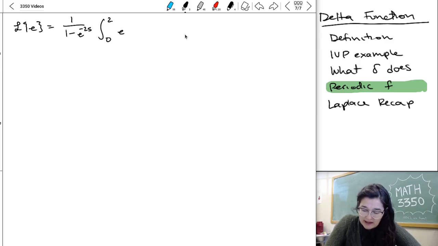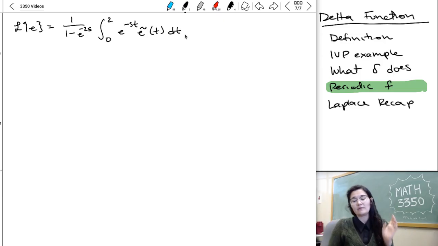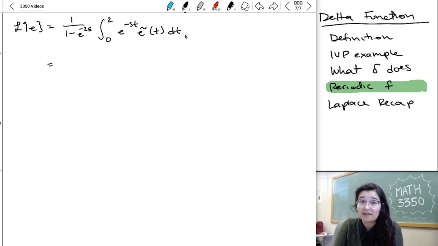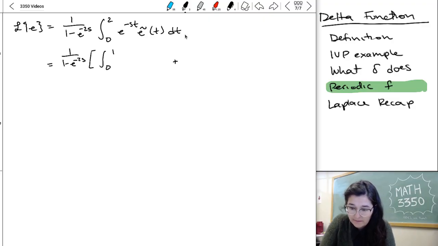And then we've got that e to minus st times e tilde of t dt. To write e tilde, it's a piecewise function. It's all your favorite type of function to write down an integral of. We are going to have to break this up into 2 parts. So we're going to have 1 over 1 minus e to minus 2s times whatever happens from 0 to 1 plus whatever happens from 1 to 2.